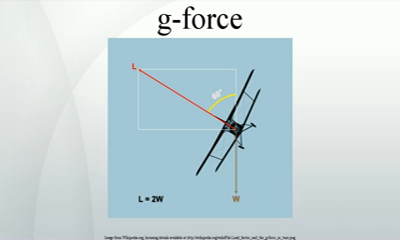The expression 1 g equals 9.80665 meters per second squared means that for every second that elapses, velocity changes by 9.80665 meters per second, 35.30394 kilometers per hour. This rate of change in velocity can also be denoted as 9.80665 meters per second per second, or 9.80665 meters per second squared.